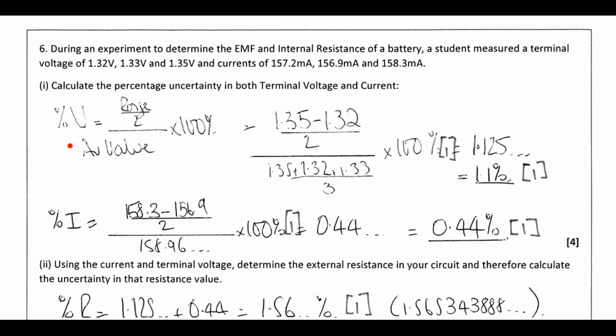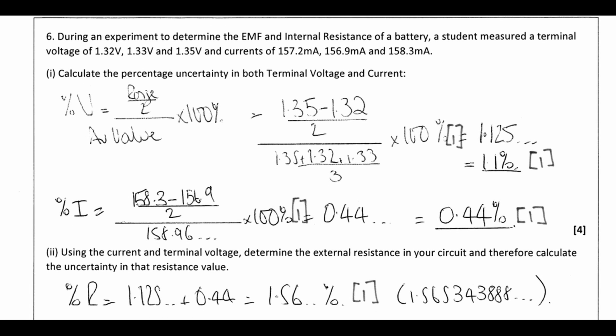So if we want the percentage uncertainty in the potential difference readings, we need the uncertainty by doing range over 2, and we need to divide that by our average value of potential difference. So the biggest minus the smallest, that gives you your range, divided by 2. This gives you your average potential difference here, times it by 100, and that gives you a percentage uncertainty which you should state to 2 significant figures. Same process with your current here, so exactly the same going on, and again giving your answer to 2 significant figures there. So those are your 2 percentage uncertainties.